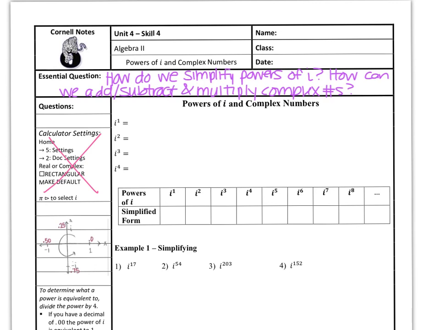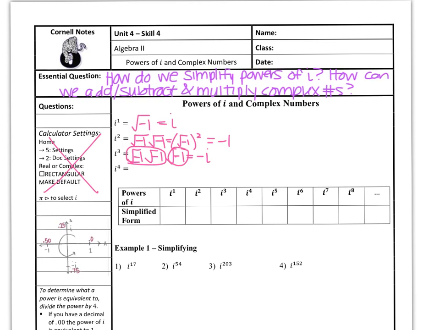Starting with i to the first, this is equivalent to the square root of -1. That's how we end up getting just i. If we have i squared, that means square root -1 times square root -1, which is the same as square root -1 squared. Well, square root -1 squared is just -1, because the square and the square root cancel. If we have i to the third, that would be 3 of those square root -1s, which results in a negative i, because this makes a -1 times this, which is i.